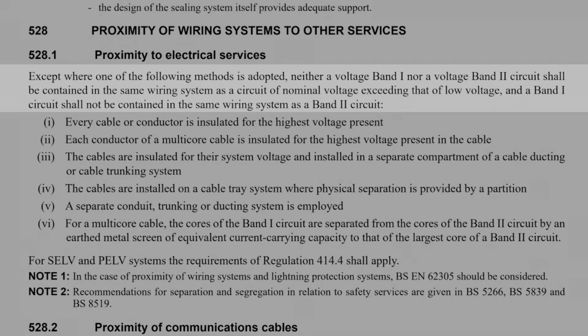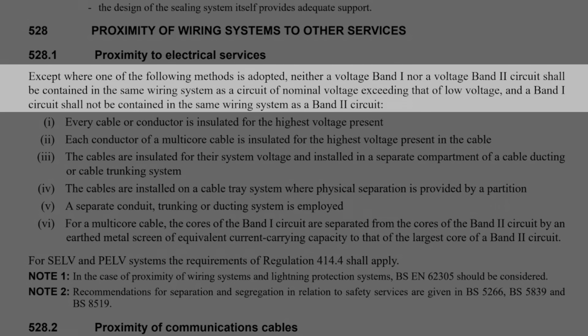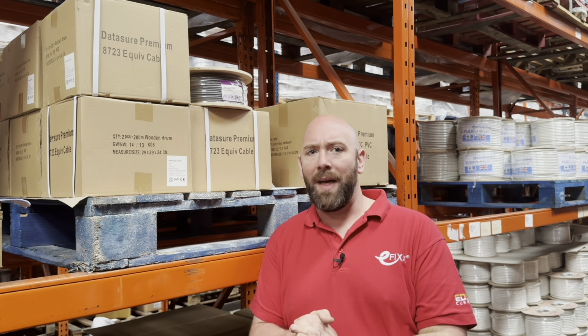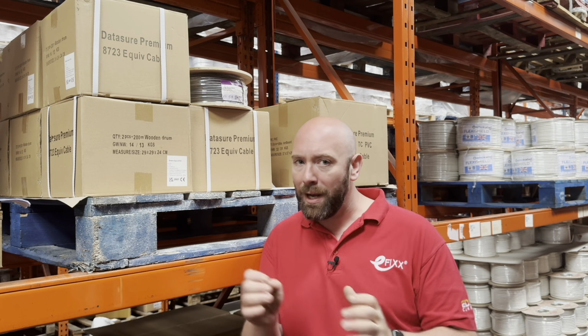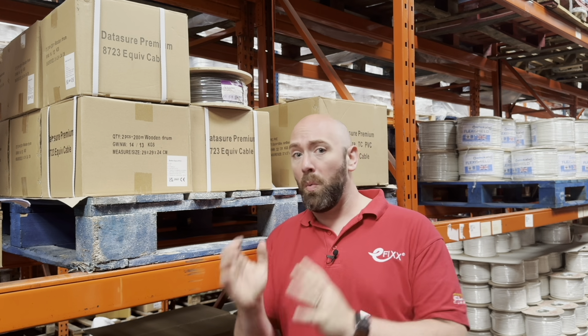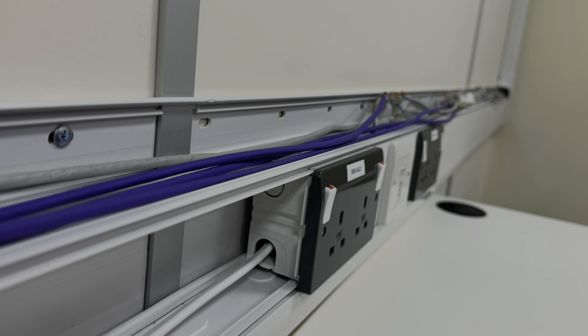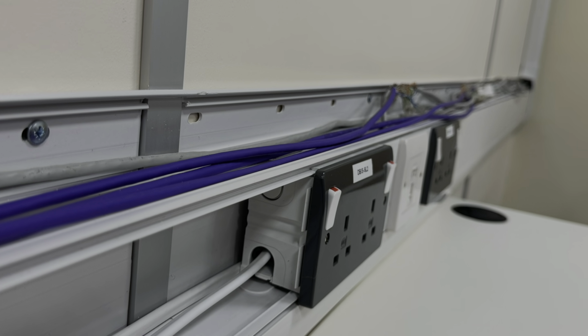528.1 says, except where one of the following methods is adopted, neither a voltage band 1 nor a voltage band 2 circuit shall be contained in the same wiring system as a circuit of nominal voltage exceeding that of low voltage. And a band 1 circuit shall not be contained in the same wiring system as a band 2 circuit. So it says quite definitively there that a band 1 and band 2 cable cannot be contained together in the same wiring system. So how can this be a thing then? It's a wiring system and it has them together. Oh, there's some indents. Let's read on.